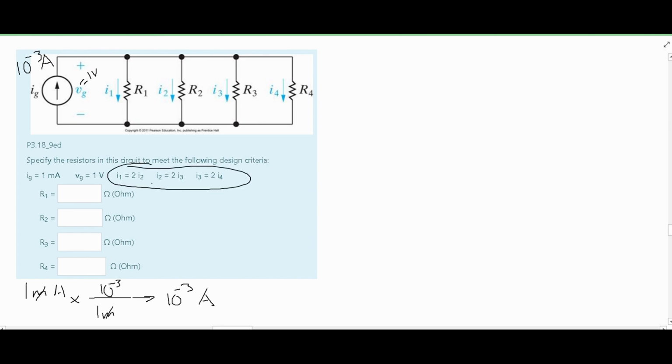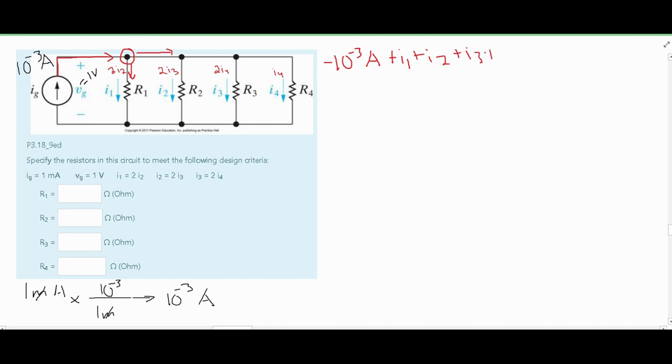And now we can start plugging in our currents. Plugging in our currents, we're going to use Kirchhoff's current law, and that is that the current going into a node is negative and current going out of a node is positive. So if we look at our initial current, we're going to use this node right here. It is going into it, so we are going to have a negative 10 to the negative 3 amps. And all the currents going out of it are going to be positive. So we have this I1 current going out, and we have these I2, I3, and I4 currents going out. So we're going to have a plus I1, plus I2, plus I3, plus I4.